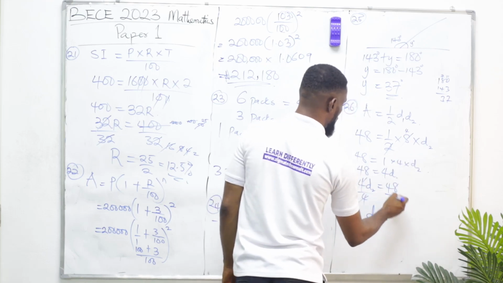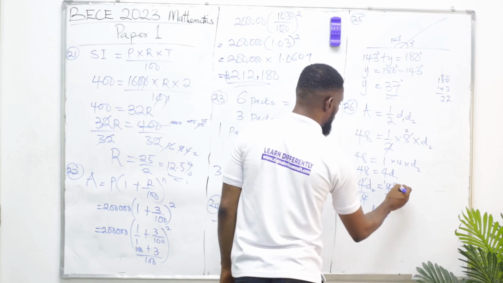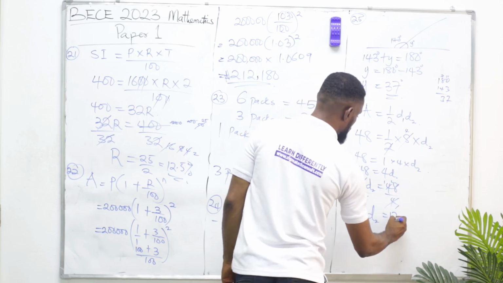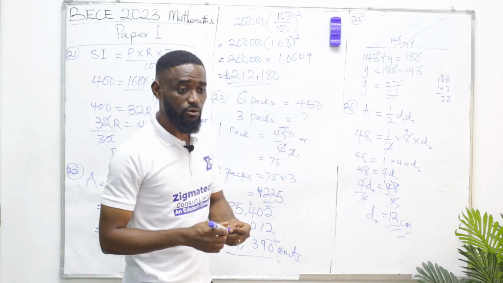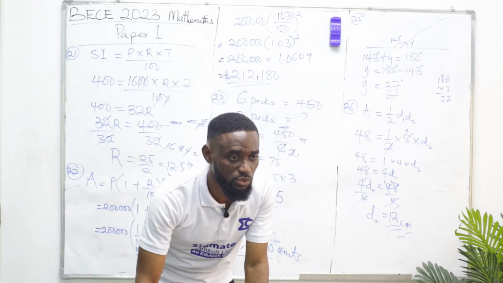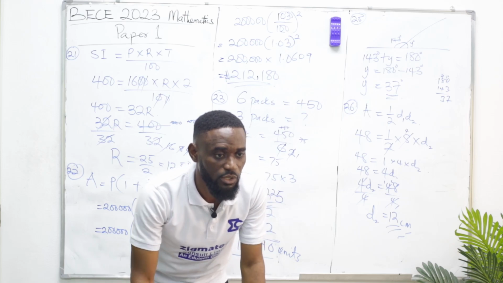4 into 48. 4 into 4 is 1. 4 into 8 is 2. So it's equal to 12 cm. So the second diagonal is 12 cm. So it's option D that is the correct one, okay? So let's go to 27.